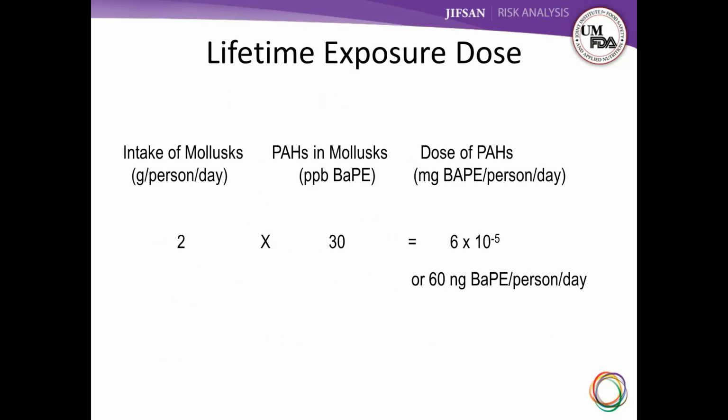So 2 grams times 30 parts per billion equals 6 times 10 to the minus 5th when we do the conversions for you. This is not the units that you usually work with, but this would be 60 nanograms of benzopyrene per person per day.